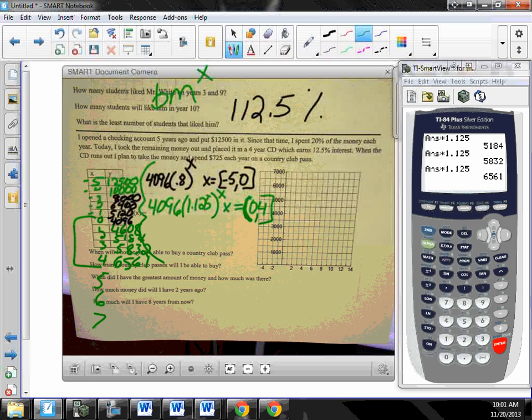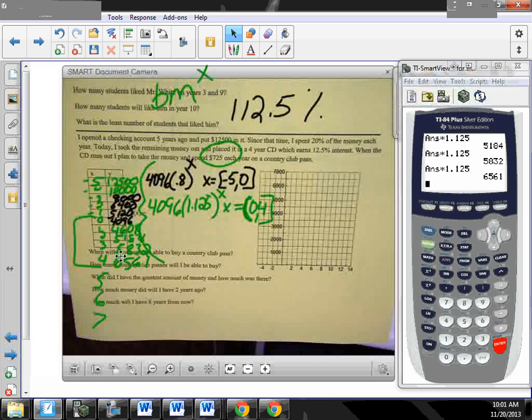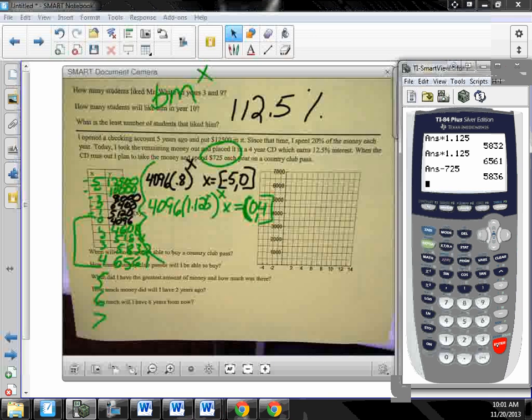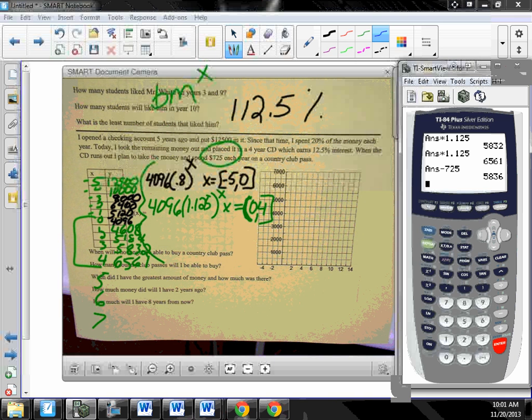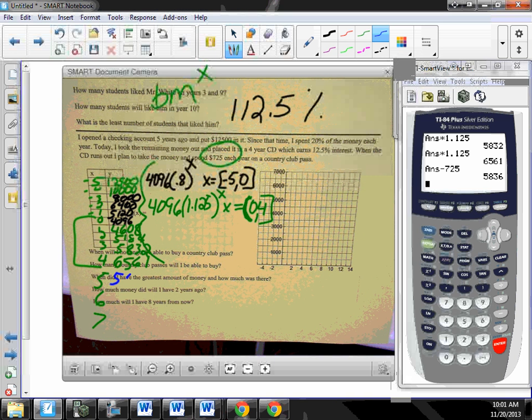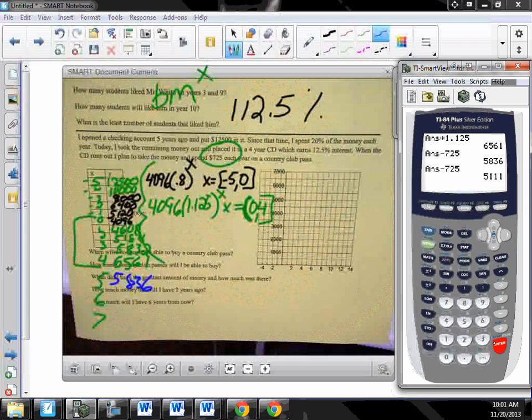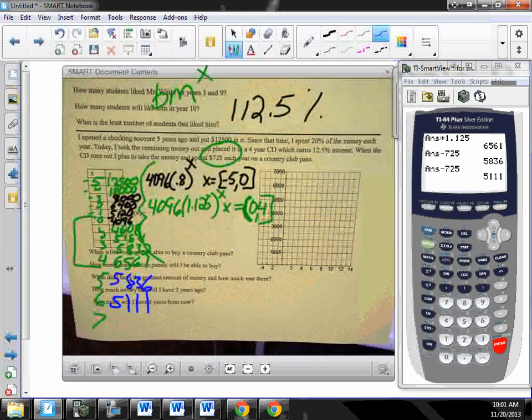When the CD runs out, I plan to spend $725 each year on a country club pass. So I'm going to subtract 725. I get 5836. I do it again. I get 5111.